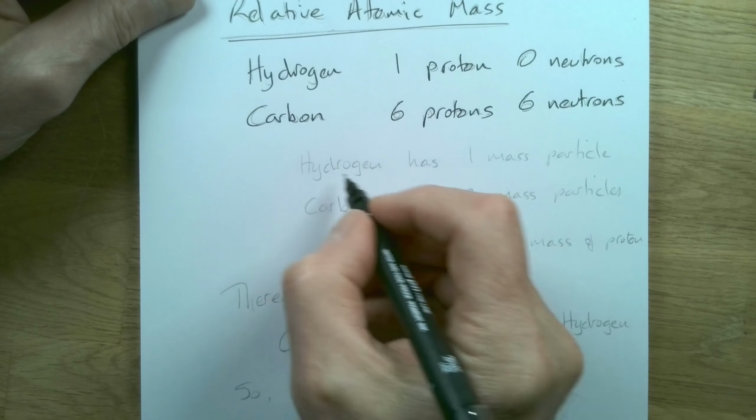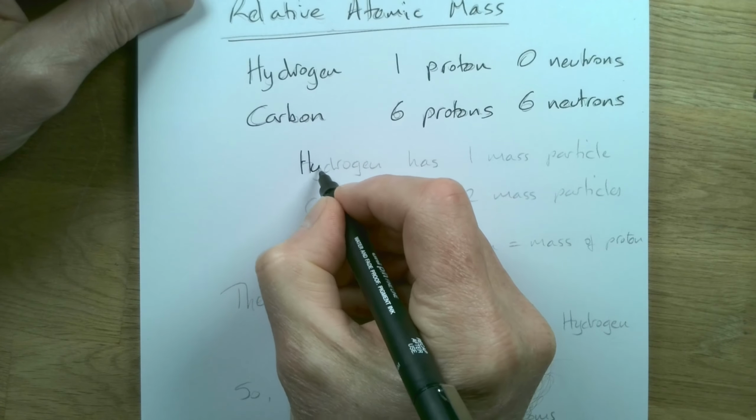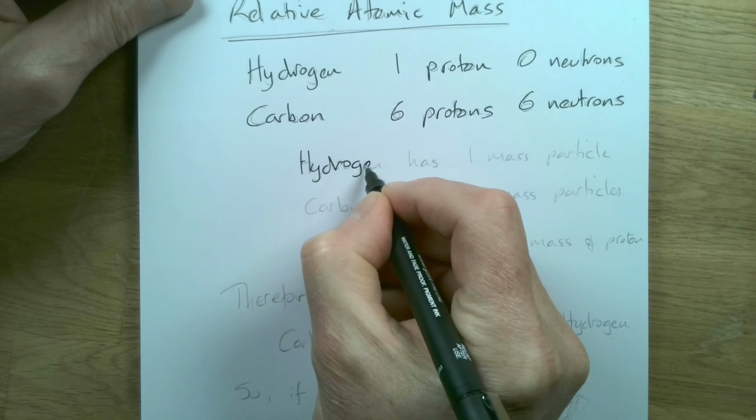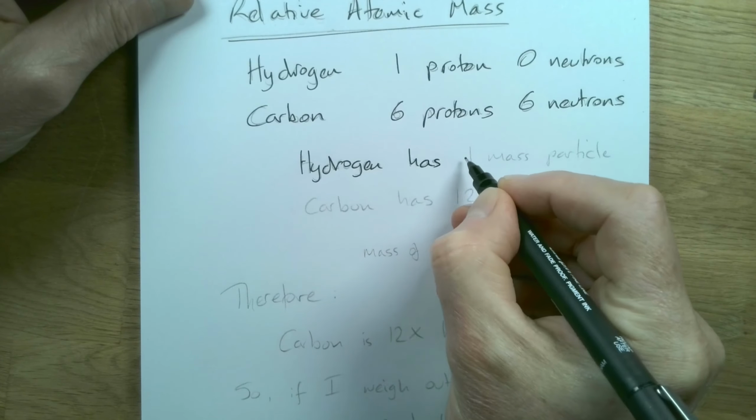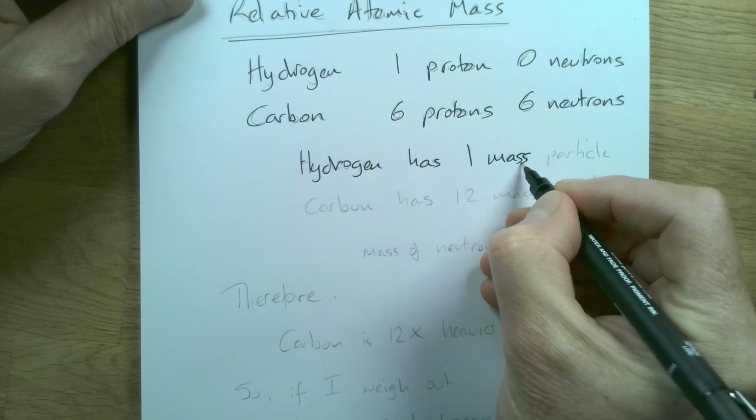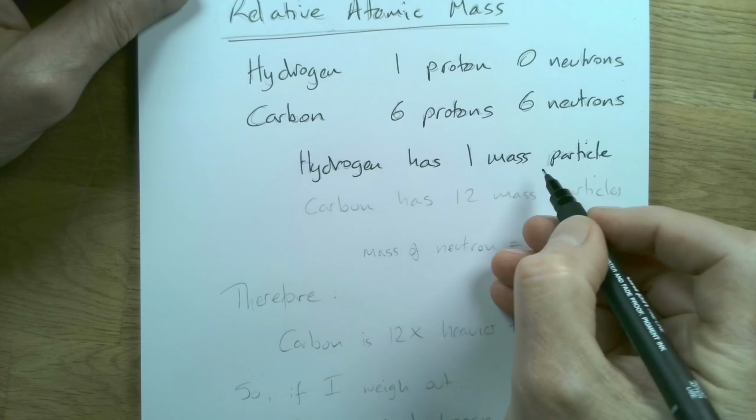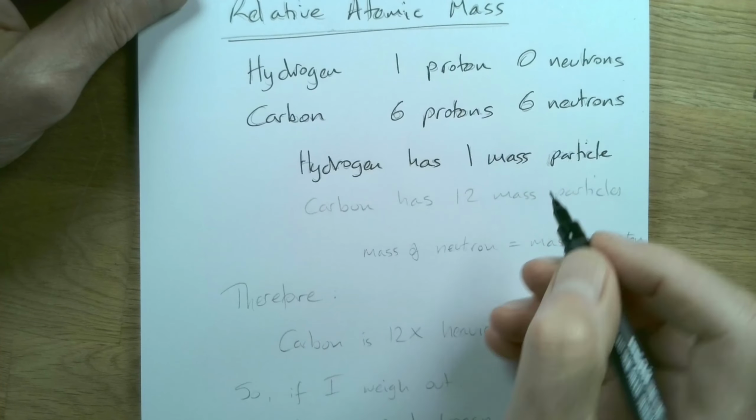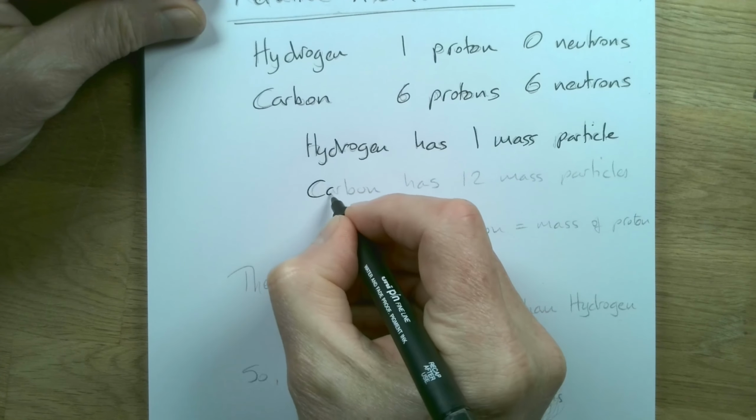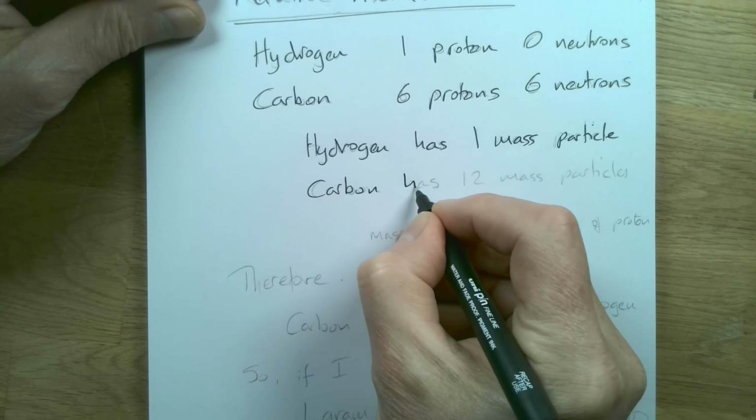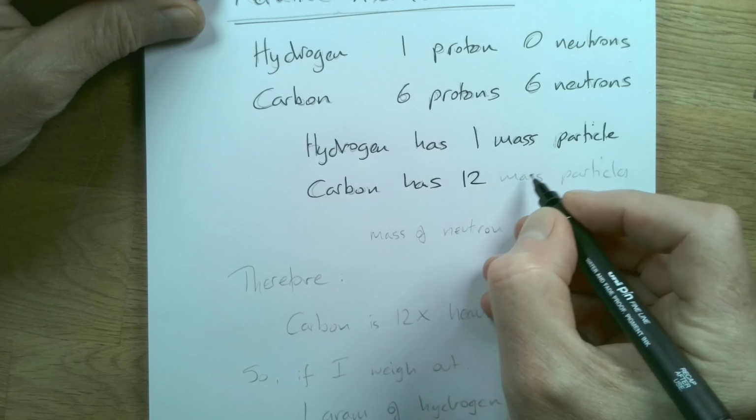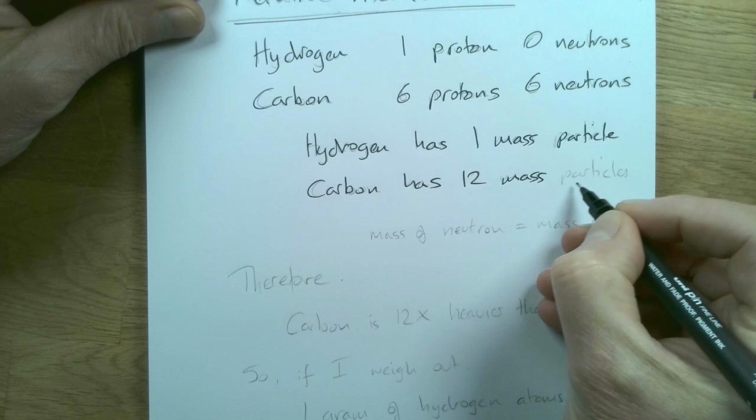Well, that means that hydrogen has just 1 mass particle. All right, just 1 mass particle. Let's just get this proton up here. Carbon, on the other hand, has 12 mass particles.